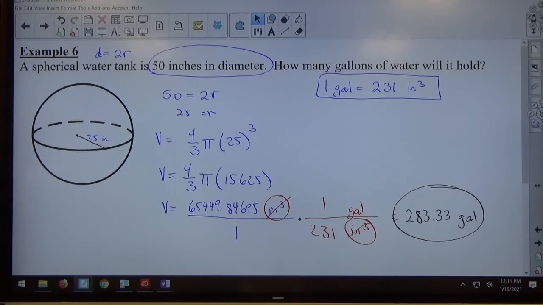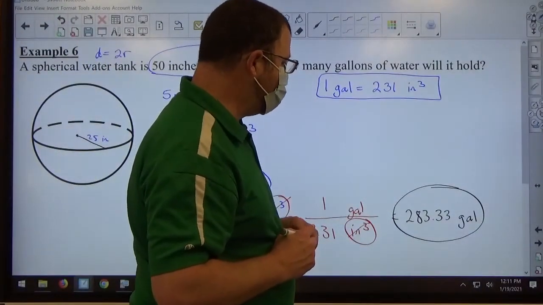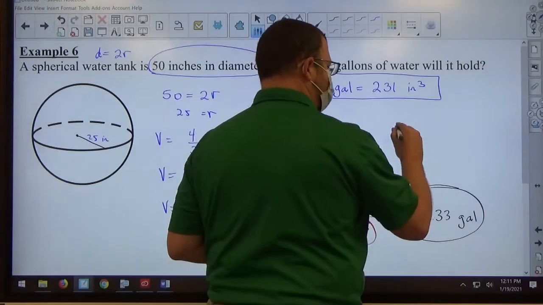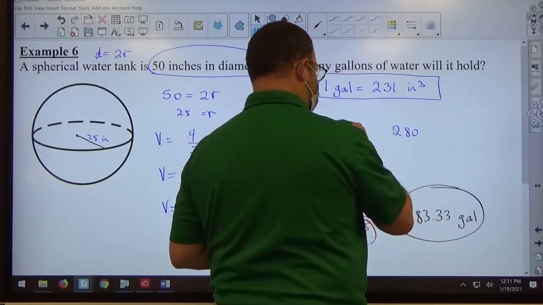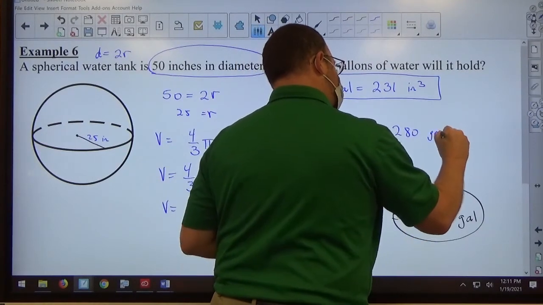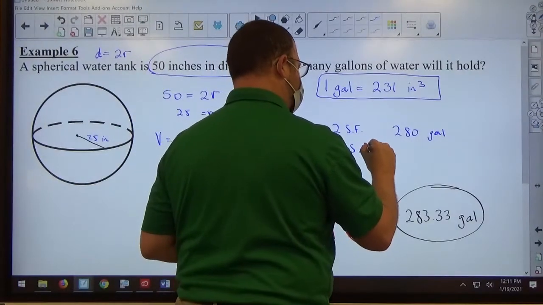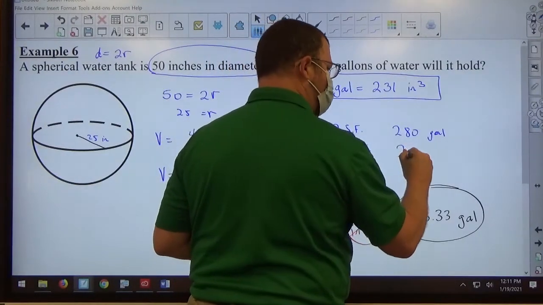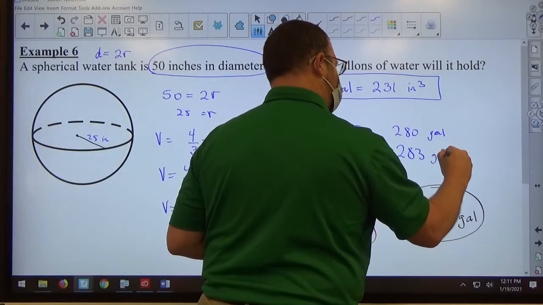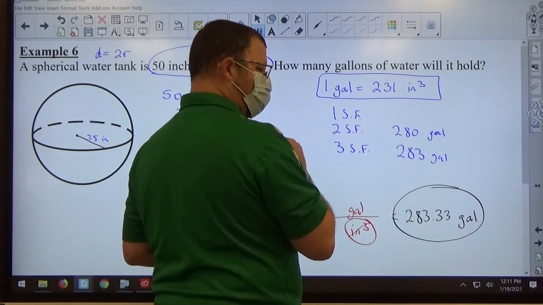If they said round to, let's say, 2 significant digits, pretend they said that. If I'm rounding this to 2 significant digits, that'd be 280, right? That's 2 sig figs. If it said 3 significant digits, 3 sig figs, that'd be 283. If it said 1 sig fig, what would it be? 300, right?